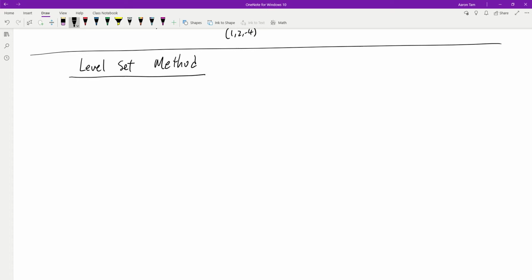Okay, so I'll show you what you need to do. There are several things I want to show you. So let's start by defining what a level set is first. So a k level set of the graph f of vector x is basically the graph of f of vector x equal to k.